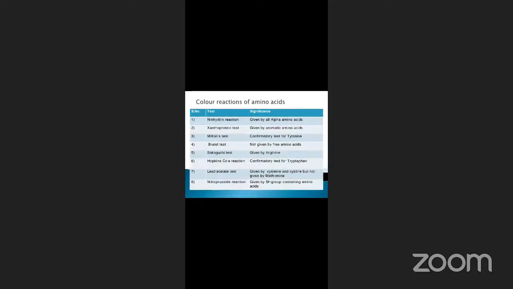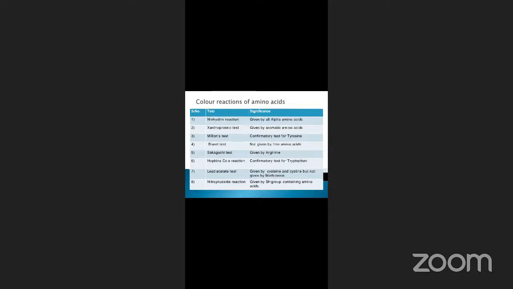And if you are given a sample and asked to identify which amino acid it is, we have a set of reactions using which we can identify what amino acid is present. We have different tests like the ninhydrin reaction for alpha amino acids, the xanthoproteic test for aromatic amino acids, Millon's test for tyrosine, and the Biuret test for proteins. Like that, we have many tests using which we can practically identify the amino acid.